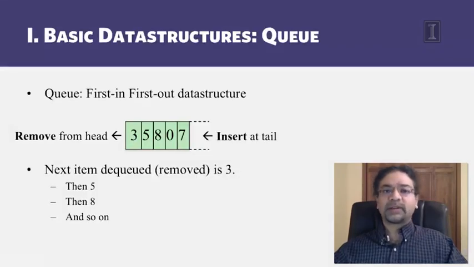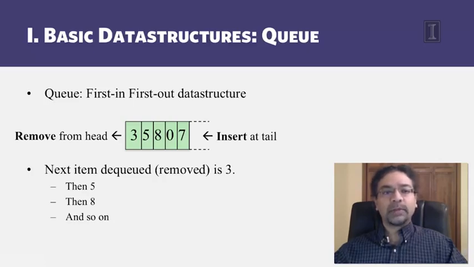So basic data structures, we'll discuss two different data structures. The first one is a queue. A queue is essentially a first in, first out data structure. Elements of the queue could be any data types. In this example here, I have elements that are integers. So in this example right now, the queue has 5 elements, 3, 5, 8, 0, 7. This is an ordered list of elements.